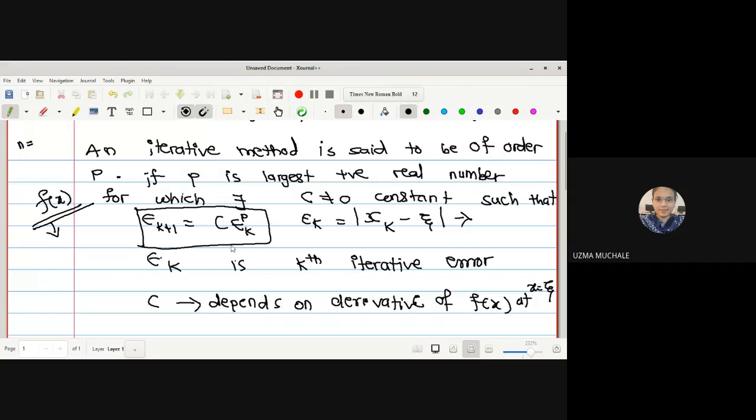So if it satisfies these conditions, then we say that the rate of convergence is p. The p may be any number. Later, while seeing the rate of convergence of the Newton-Raphson and secant methods, you will come to know the value of p. Here it is given as the largest positive real number, but later on we will see how to find the value of this p. Any doubt with this definition?